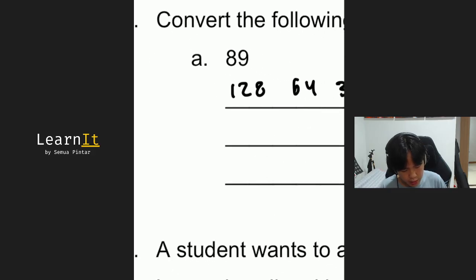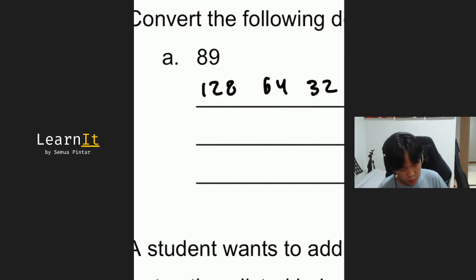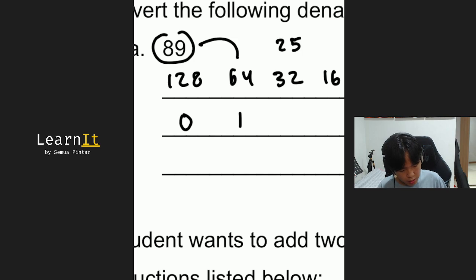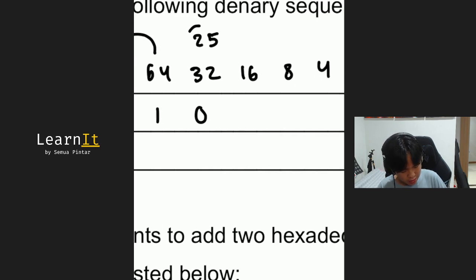Okay, so let's draw it again. Okay, so let's do this directly. Let's be quick. So 89 and 128, it cannot be subtracted, so it's 0. Next, 89 and 64, it can be subtracted, so it's 1. And that leaves us with, how much is that? 25. 25 cannot be subtracted by 32, so it's 0, so we bring it to 16. 25 and 16, we can subtract it, so it's a 1, and that gives us 9.